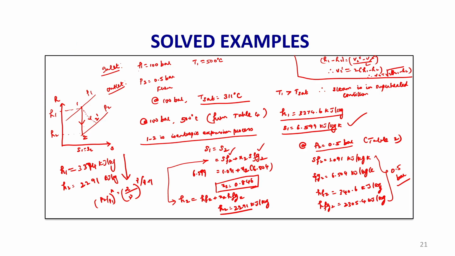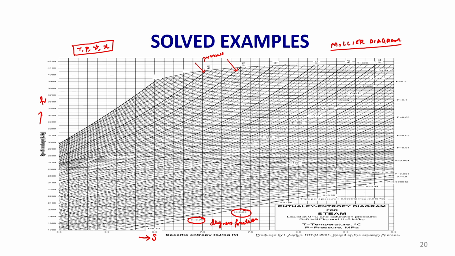Now, let us focus on the Mollier diagram. There are 4 constant property lines. One is the pressure lines, one is dryness fraction.